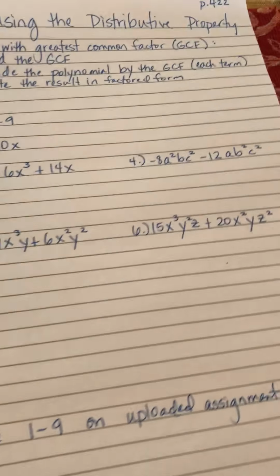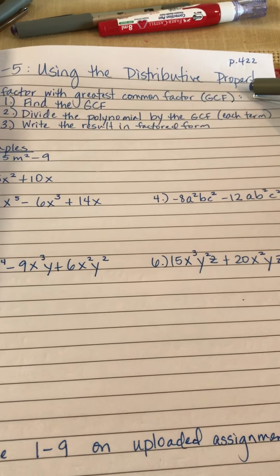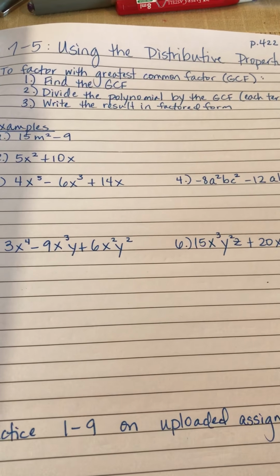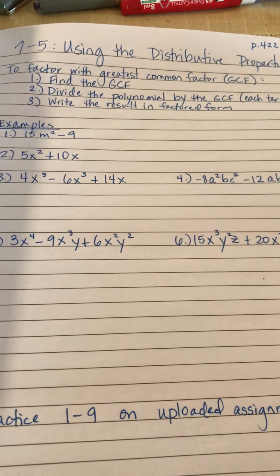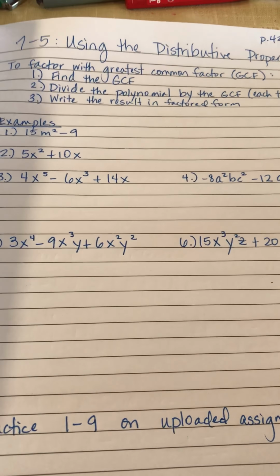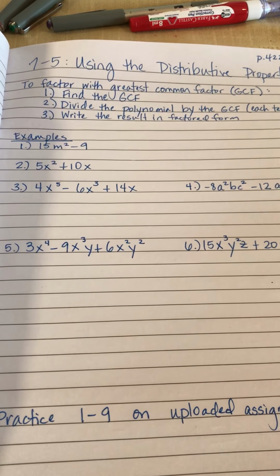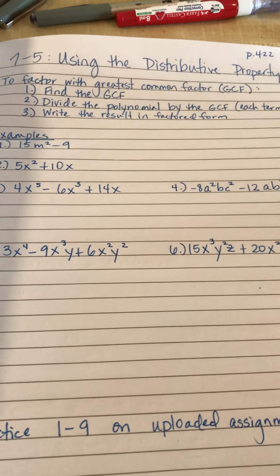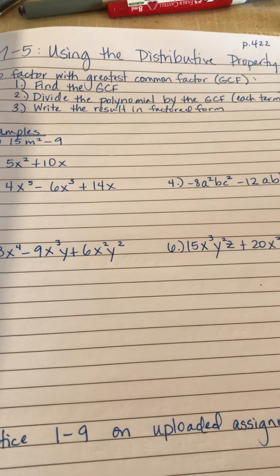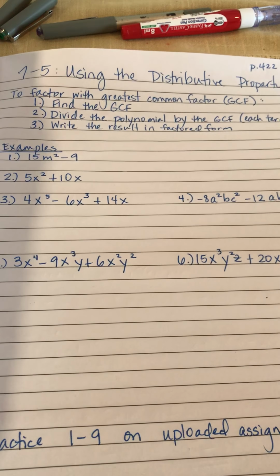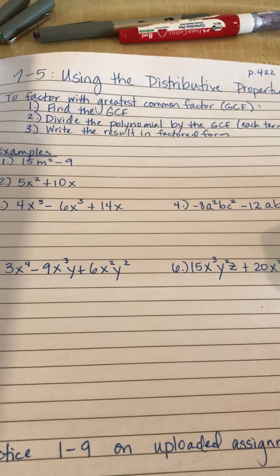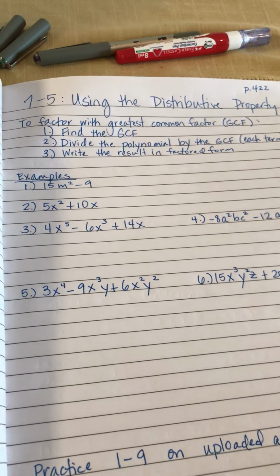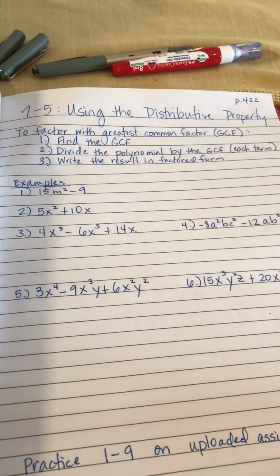For 7-5, the title is using the distributive property, but I'm going to focus on just example 1 in the textbook. Example 1 is factoring out the greatest common factor. The other examples in this section we'll do again when we get to 7-6 and 7-7. So I'm just going to wait until we get to those to explain those examples. So this is what we did in class today using the distributive property. Factoring out the greatest common factor is what this is.